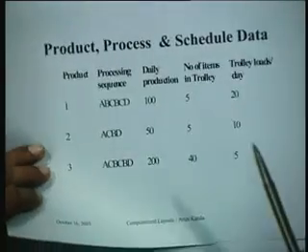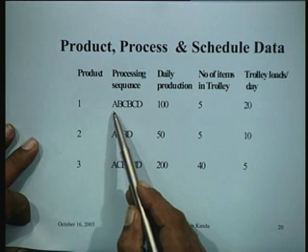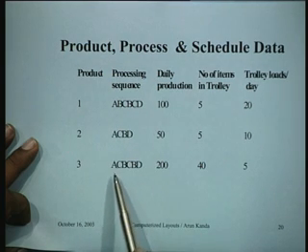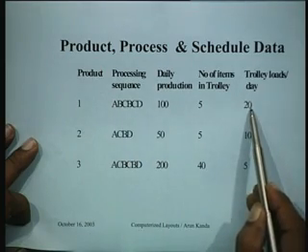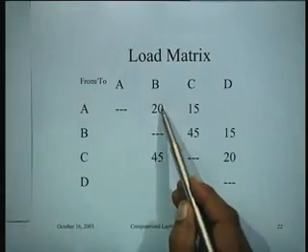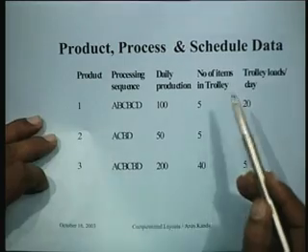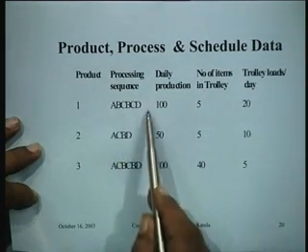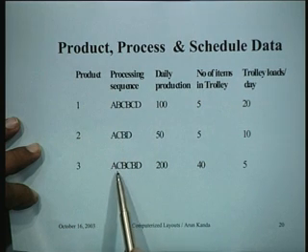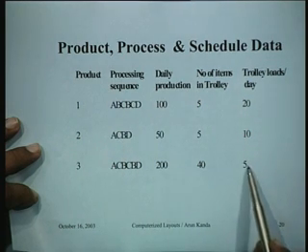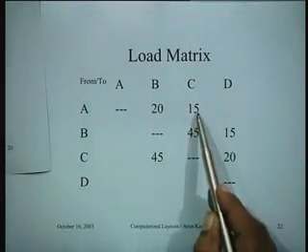So look at the product, process and schedule data. What you find is the only movement from A to B is this one. There is no other A to B movement here. So A to B, the total movement is 20 trolley loads per day, so I enter 20. Similarly, I look at A to C. Look at this diagram again. A to C does not occur in the processing sequence of product 1, but you have A to C here and A to C here. So the total movement from A to C is going to be 15 units.